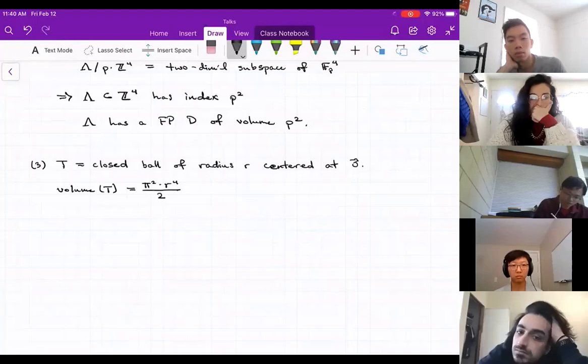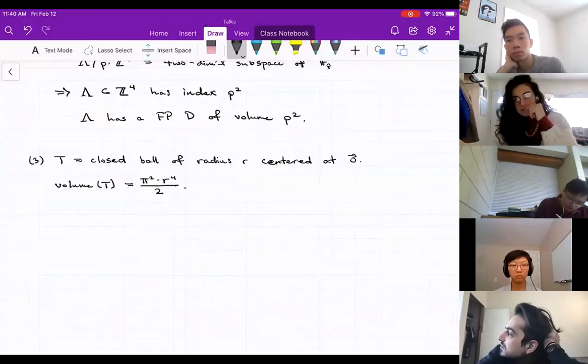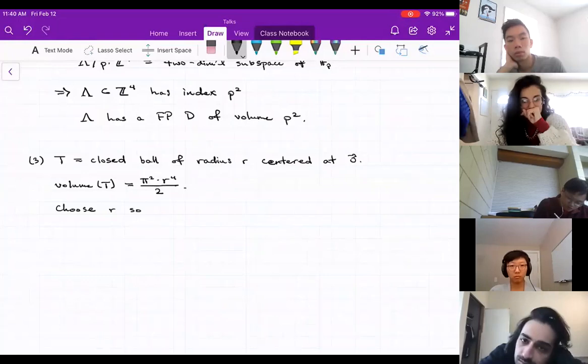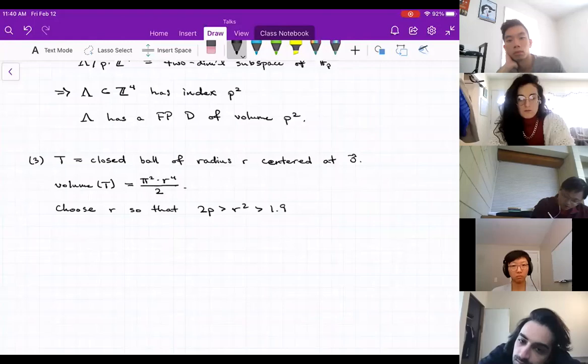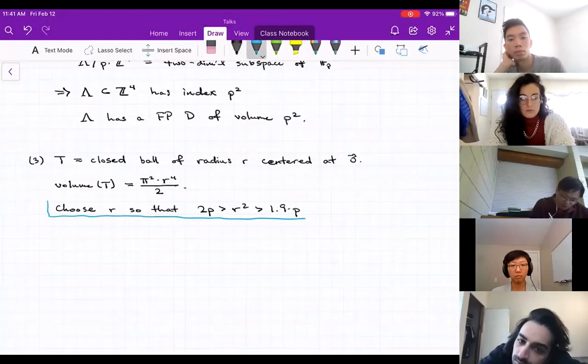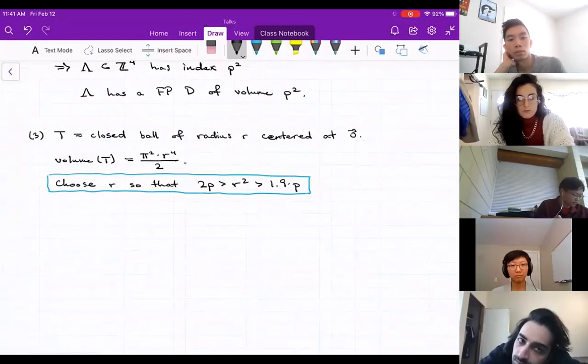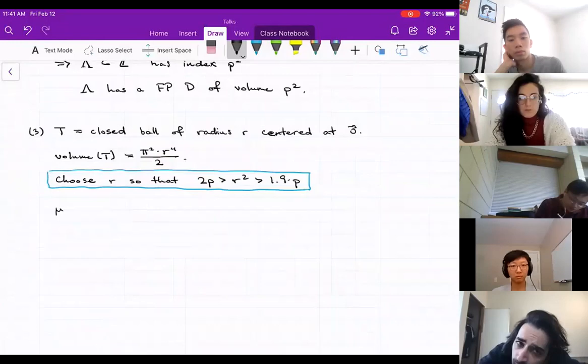Okay, so the final thing is we want to choose r so that 2p is greater than r, but also r squared is greater than 1.9p. So these numbers are not chosen arbitrarily. This is very much rigged in our favor. Okay, so let's use this property. What does this say about the measure of T?